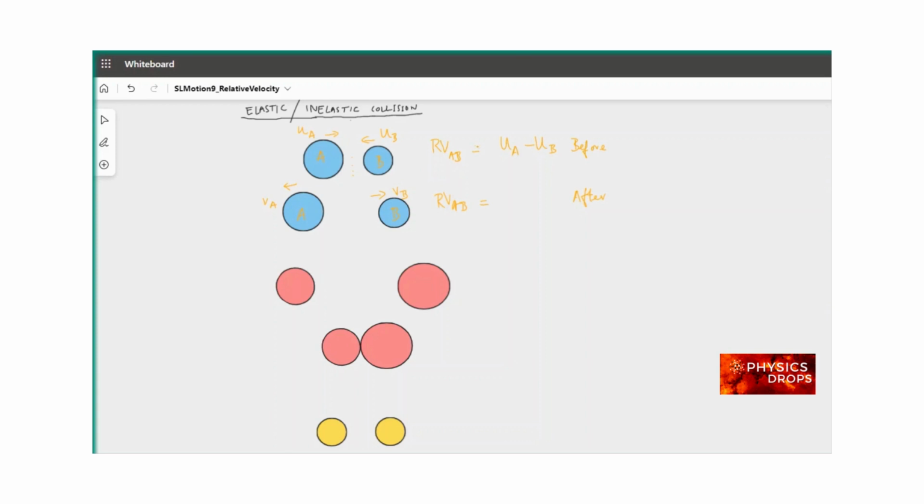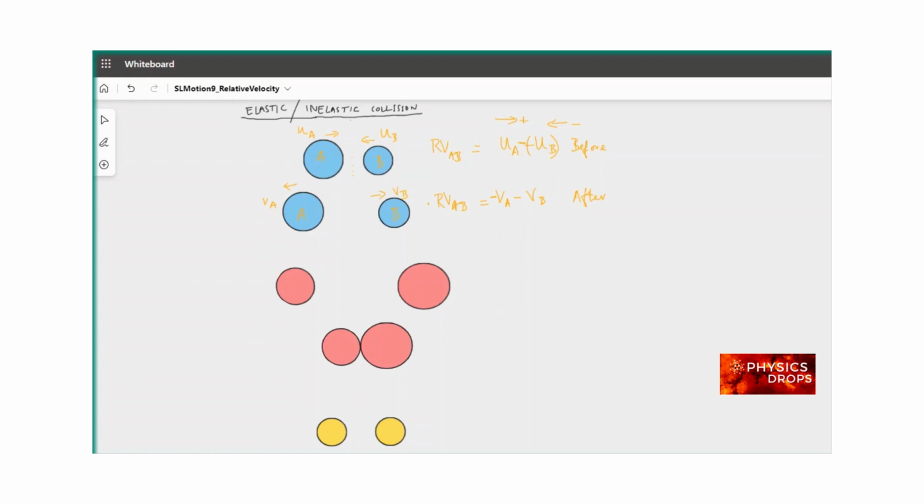in this case, let's make a slight change. Let's take this direction as positive and this as negative. So this will be UA minus UB. Consider the direction. And in this case, it is the velocity of A, which is negative, minus the velocity of B, which is in the positive direction.